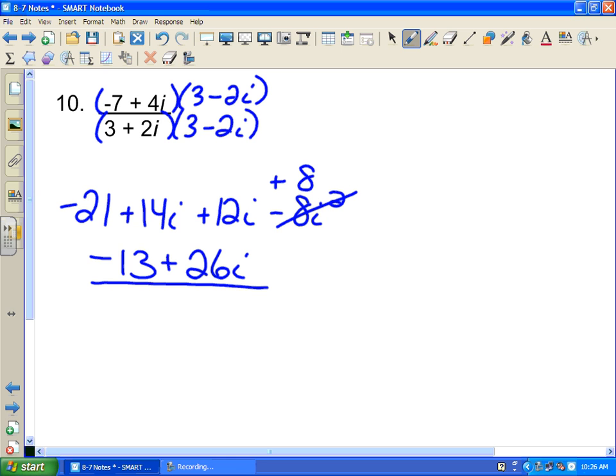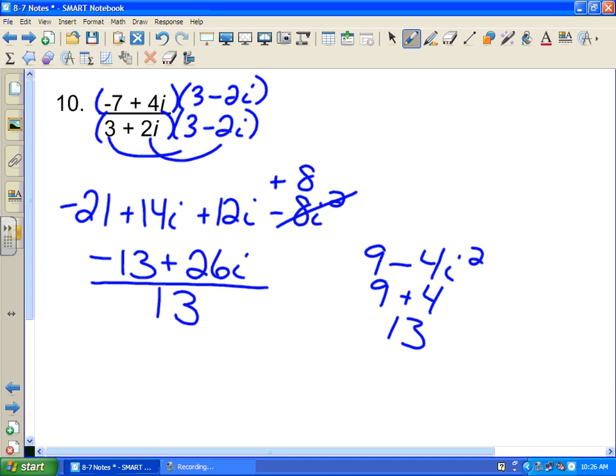Denominator, FOIL, but it's a conjugate, so just first and last. So 9 minus 4i squared, which is really 9 plus 4. That was not hard. Is that too fast? And then you can simplify.